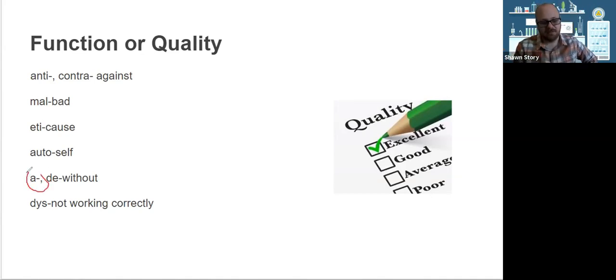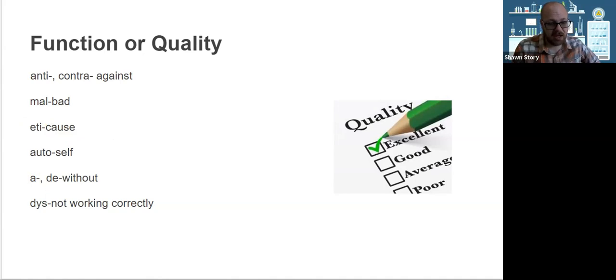A is without. It's like the opposite. I don't know this one. This was a new one for me today. I don't know any scientific words with it, meaning that it's the cause of something, but it's there. We can look for it.